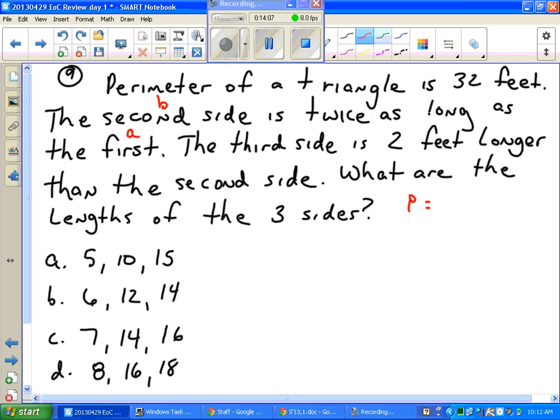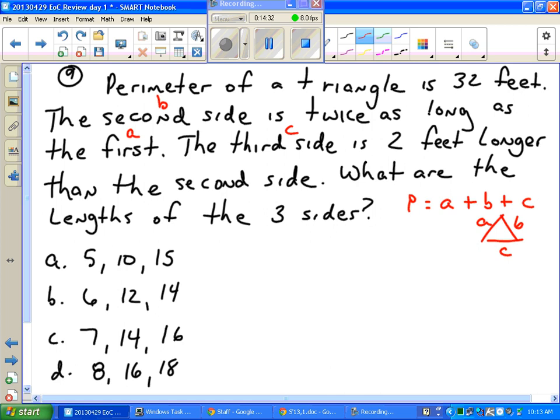we'll call that C. So instead of using 1, 2, and 3, we'll use A, B, and C. It'll help us out. So perimeter equals A plus B plus C in this case, because it's the distance around the triangle. So if you're looking at a triangle that looks like this, A, B, and C, you're just talking about the distance around it, A, B, and C.